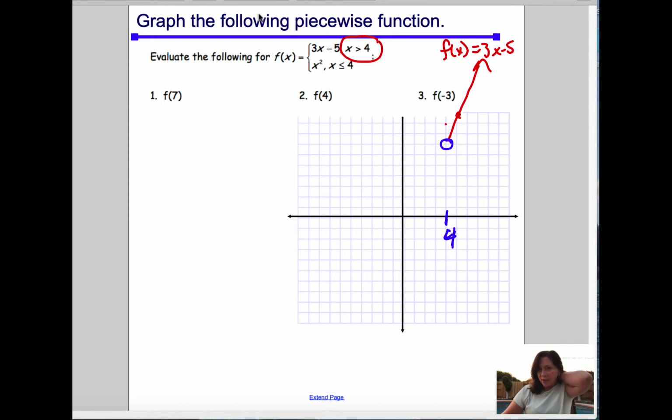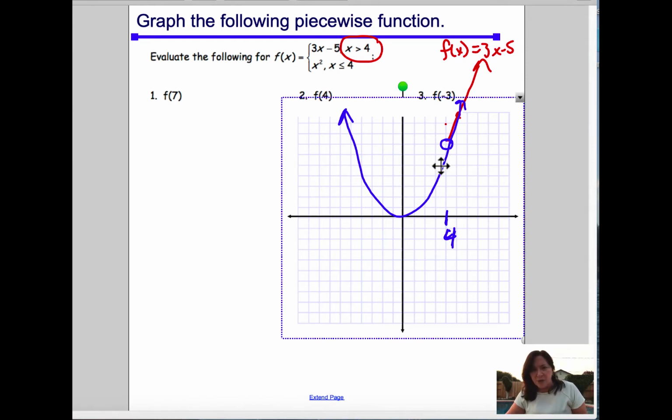And then the other equation is f of x equals x squared. Now that's a parabola, right? And we all know parabolas do this kind of thing like that, right? So if I were to take that parabola and put it here, well, what's going to happen is x has to be less than or equal to 4. So it does want a value at 4, but nothing more than that. It's got to be less than or equal to 4.